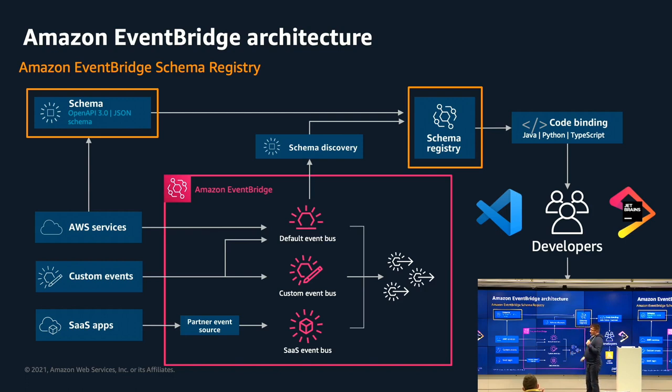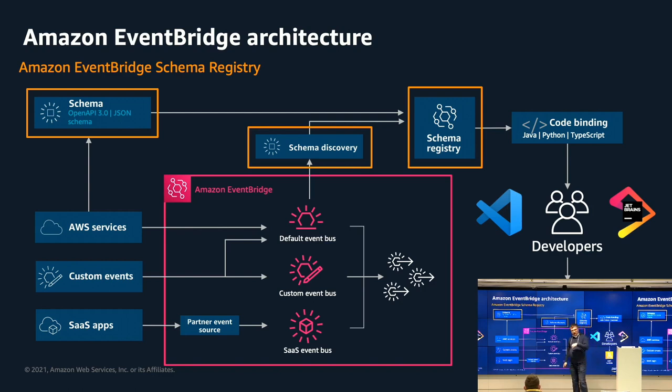Also, if you think about it, imagine you have an event with 100 fields of different types, with nested entities. If you come to the developer and say, I want you to create the schema description using OpenAPI 3.0 for such an event, probably the developer will say, well, I have more interesting stuff to do, right? So for that, we have the feature called schema discovery.